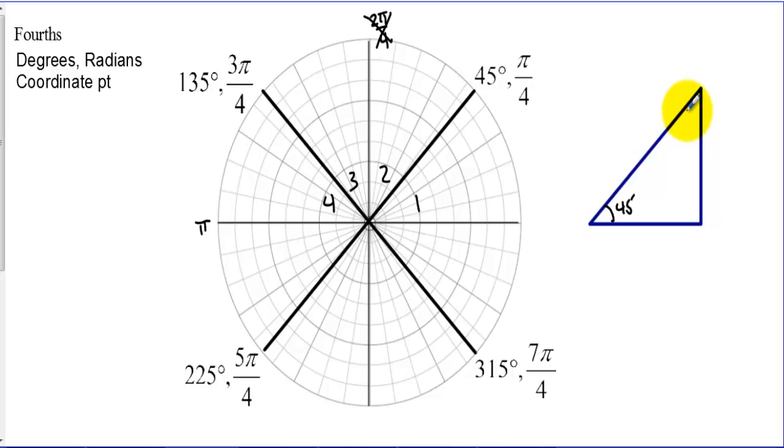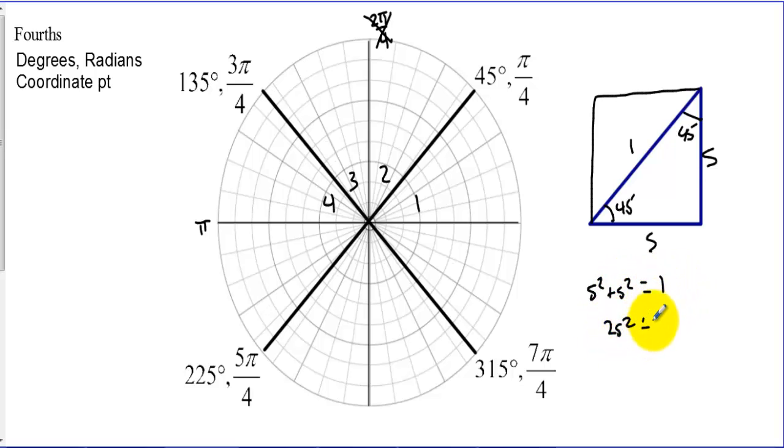So this is 45, and this is 45. And this triangle comes from a square. So if we can make a square, cut that in half, this would be 1, and this is a side, and this is a side. So we'd have side squared plus side squared equals 1, which is 2 sides squared.